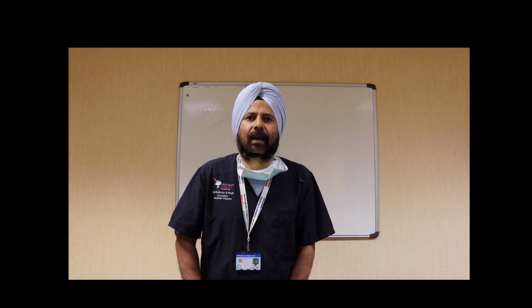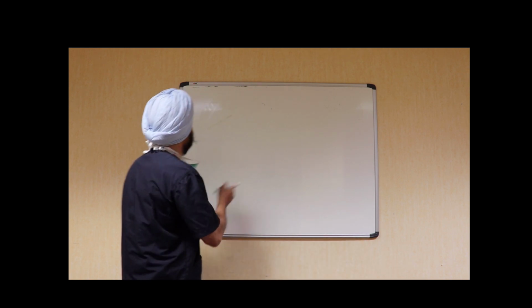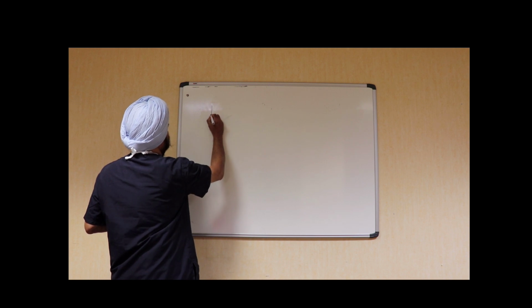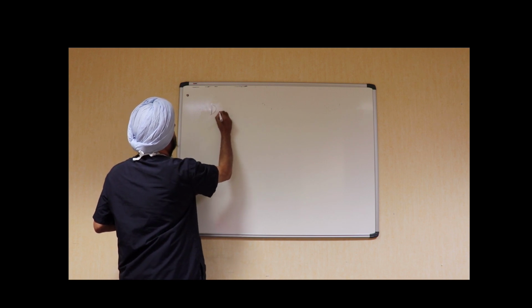And we will start by first doing the mathematical calculation, how much fluid to calculate in each of these categories. Then we will talk about what fluid to give in each of these categories. So I'll start first with the category number one, which is deficient.